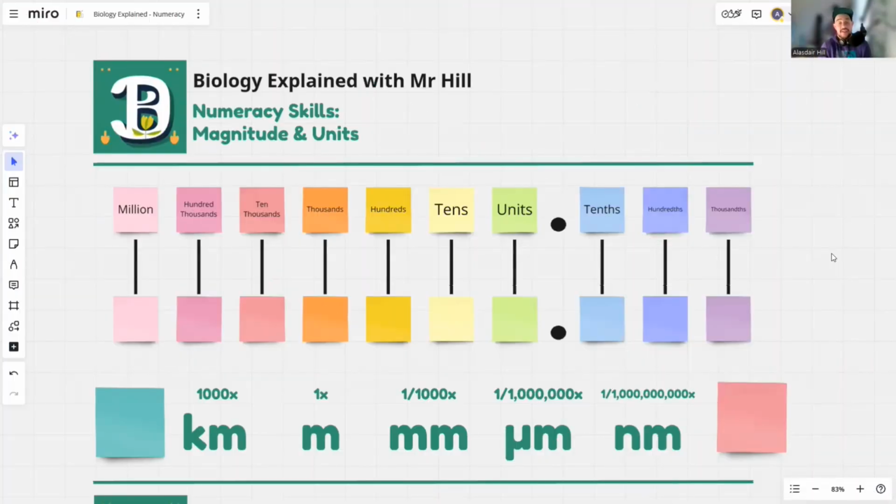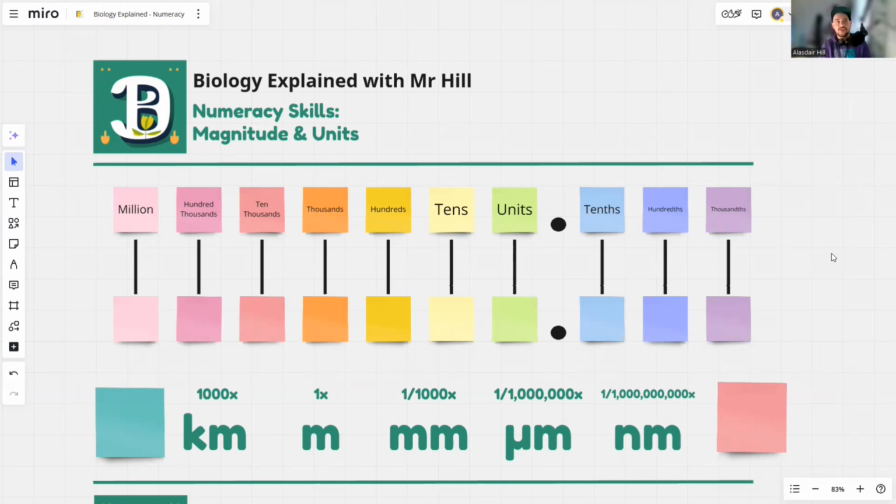So magnitude and units then are something that we use all the time in science. And indeed, it's something that you use in your day-to-day life constantly. And it's all to do with how we communicate numbers and quantities of things in scales that are appropriate to the setting and for convenience in terms of communication.